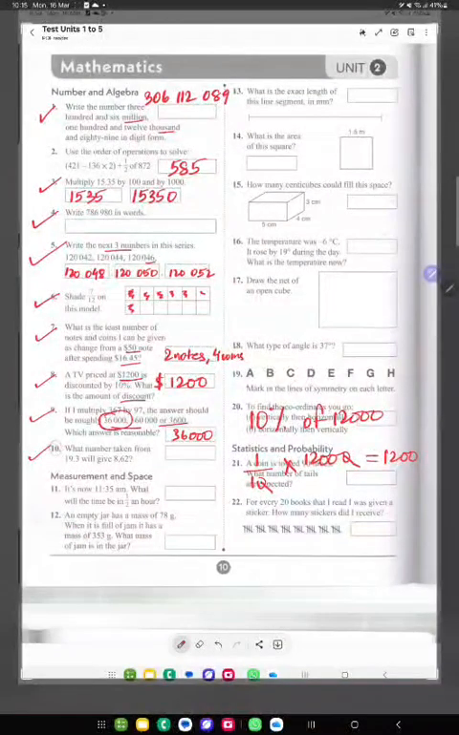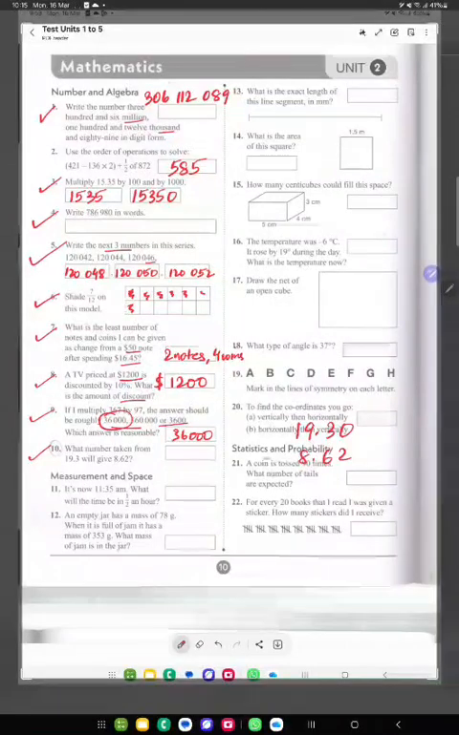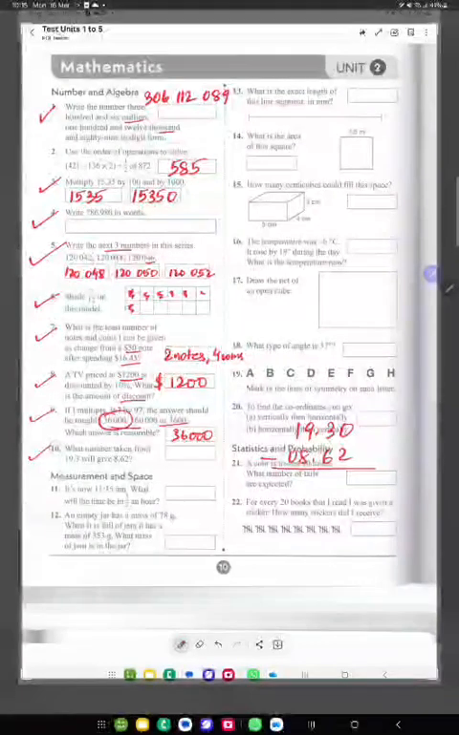What number taken from 19.3 will give 8.62? It's again the difference. Minus both the numbers, you'll get your answer. So for minusing decimal numbers, you should be putting extra zeros if needed. So you can just minus, okay, like this. And this one is on you.